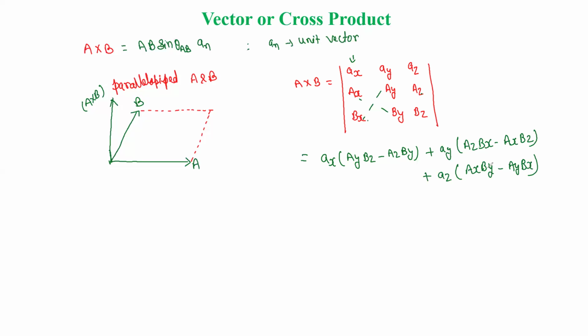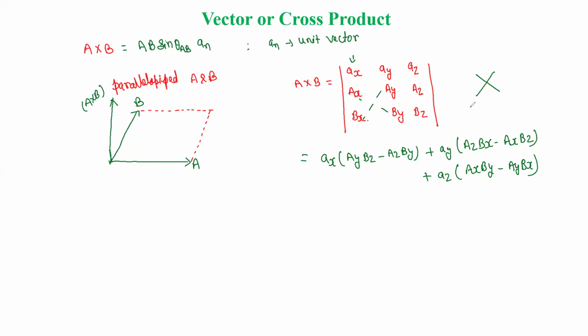Here we are writing all these terms as crossing terms. We are going to cross them, one with another, like this. That's why it is also called the cross product. Here we also have the concept of cyclic permutation.